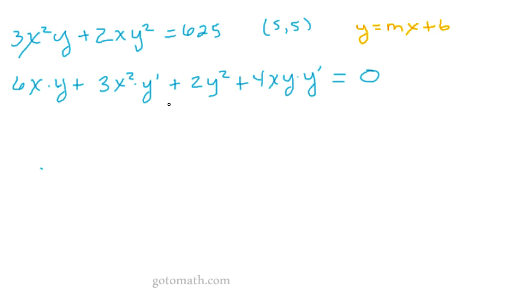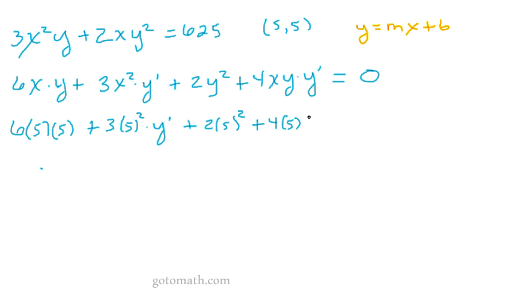Now what we're going to want to do is solve for y prime, but I kind of did that in the other problems. I think what I'm going to do here is just go ahead and plug in our point, and then we'll solve for y prime. How's that? Since x and y are both 5, we just put 5 in there, that's y prime, plus 2 times 5 squared plus 4 times 5 and y prime, set that equal to 0.